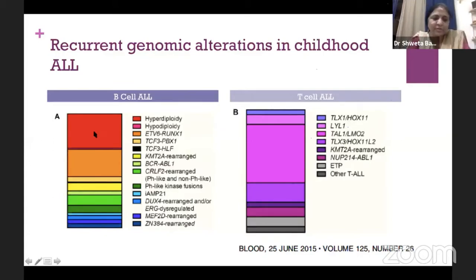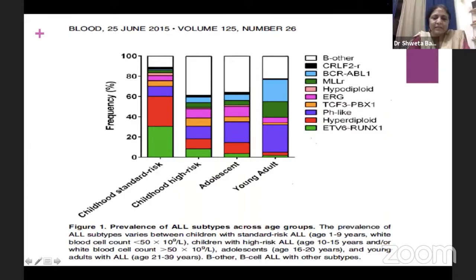The first column shows B-cell ALL and then T-cell ALL. If you see, the majority of B-cell ALL have hyperdiploidy, they have ETV6-RUNX1 translocations, followed by other known translocations, and then many other translocations are there, and Ph positive or Ph-like are also seen. In T-cell ALL, we know ETP-ALL is an important component and is a high risk feature. So when we see these different translocations or genetic aberrations as per the age group of the patient, we understand why the patients who are less than 10 years have good prognostic features.